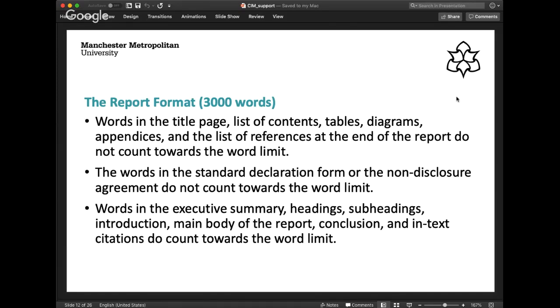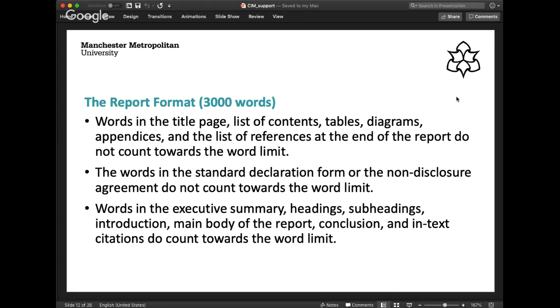The word count will be from task 1 all the way through till task 7. Words in your standard declaration for the non-disclosure agreement at the beginning of your assignment, if you choose to have one, do not count in the word count. And any words, if you choose to do an executive summary, any headings, any subheadings, anything like that, do count towards the word limit.